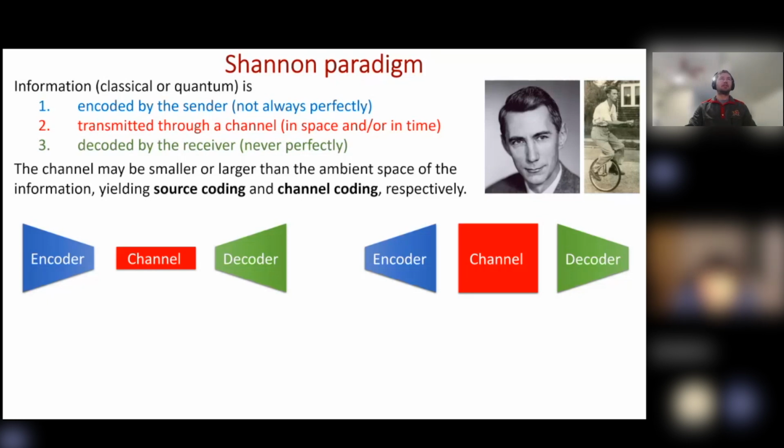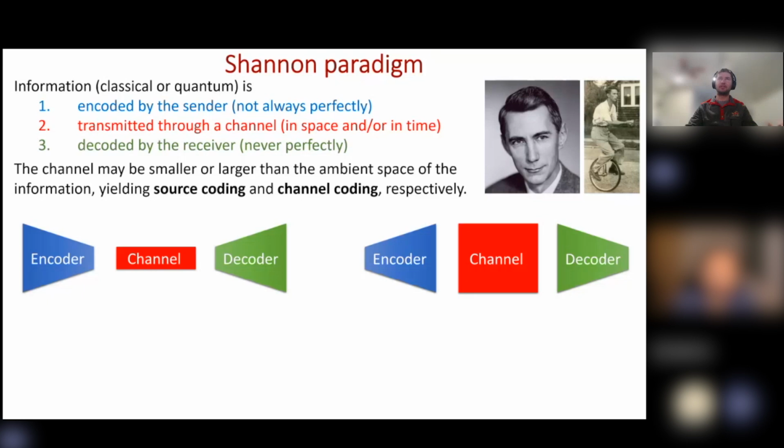Again, I just can't stress enough the generality of this paradigm. Moreover, the type of channel is important. The channel can be smaller than the amount of information you're trying to squeeze into it, or it can be larger than the amount of information that you would be redundantly encoding into it. On the left, I give you this bow tie picture of the case where the channel is smaller. This is called source coding, where information is compressed, potentially in a lossy way, okay?